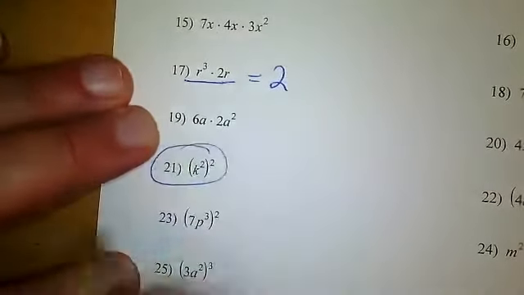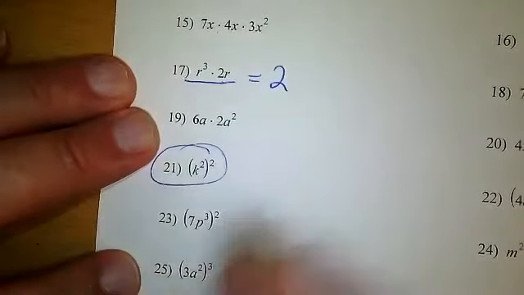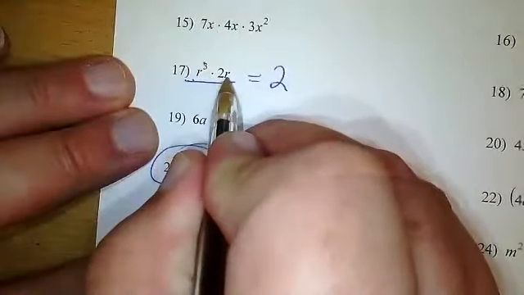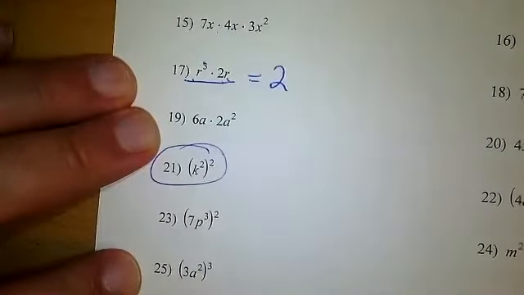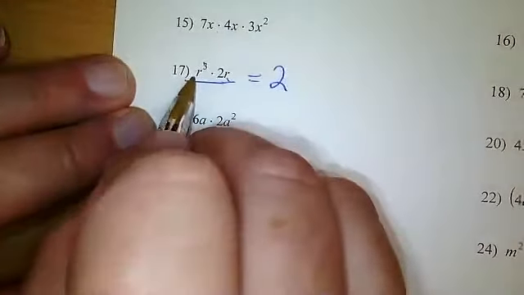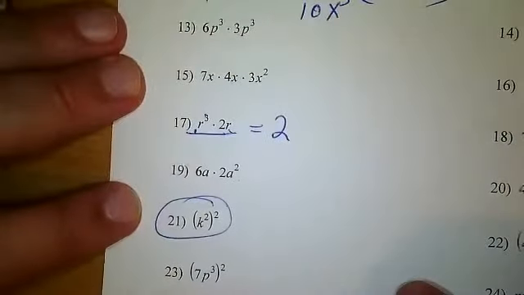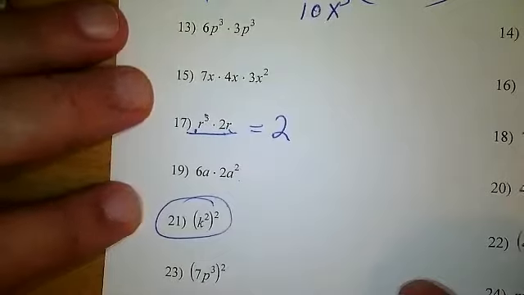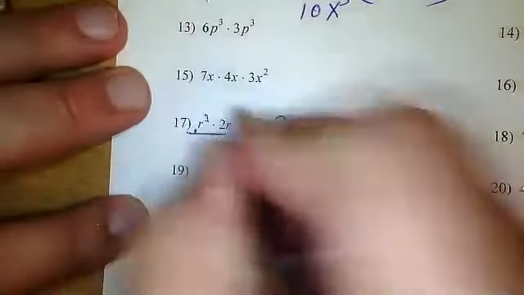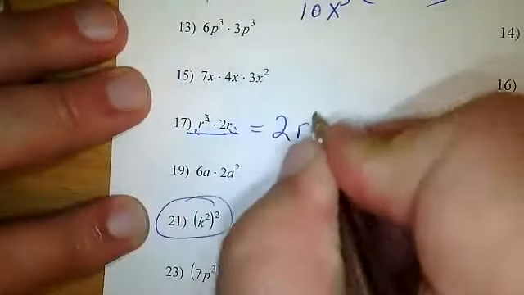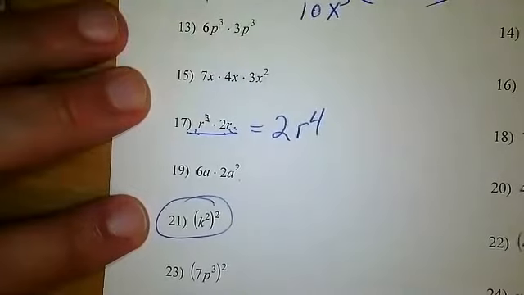I'll do 21 next, Zeke. Now, I've got r to the third times r. How many r's am I going to have then? Remember, this doesn't mean 1 r. It looks like 5, but I think there's a 3. So 3 plus 1 is 4, right? So 2 times r to the fourth.